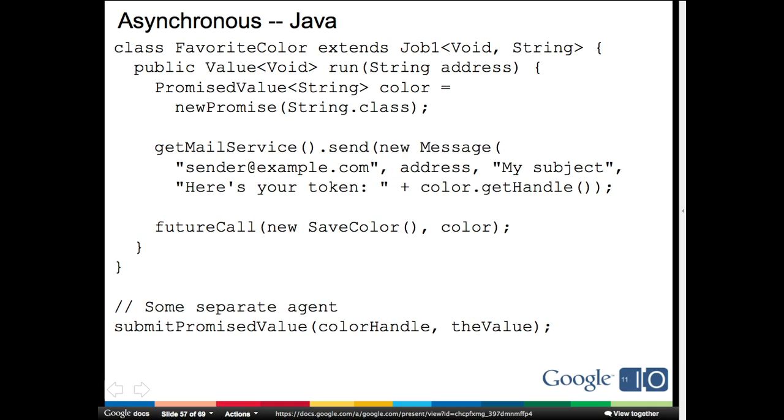Java has the same thing. It's done a little differently. In Java, we actually have promises. So promises are like futures, but they're like futures from somebody else. So this is a promise that somebody else will fill this value.